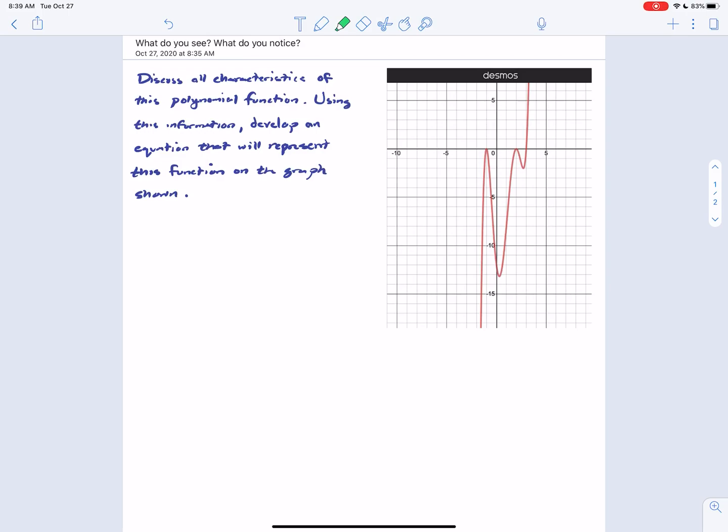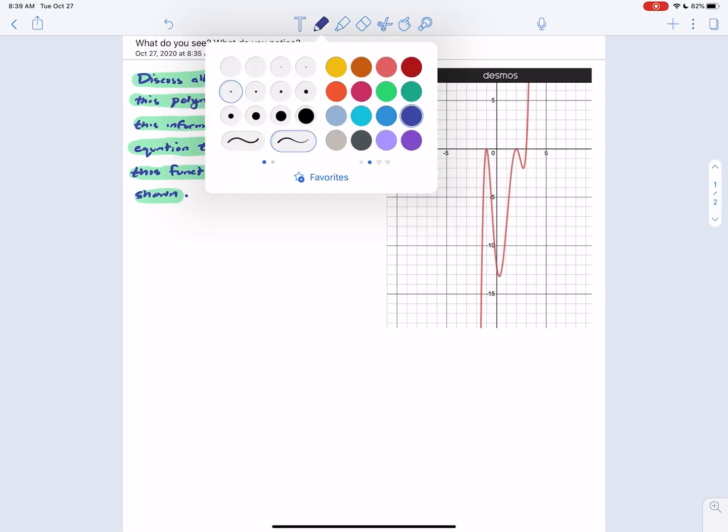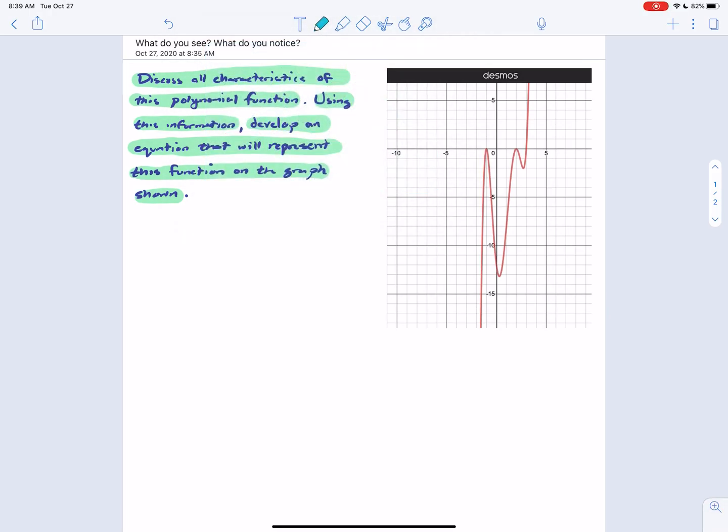So here we go. We want to discuss all characteristics of this polynomial function, and using that information, we want to develop an equation that will represent this function on the graph shown. So over here, I took a screenshot. I typed in a function and out came this graph. So you have to use what you have learned throughout this whole unit to develop what you think the equation will look like. So we're working a little bit backwards.